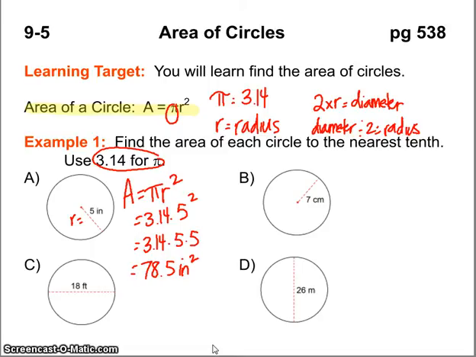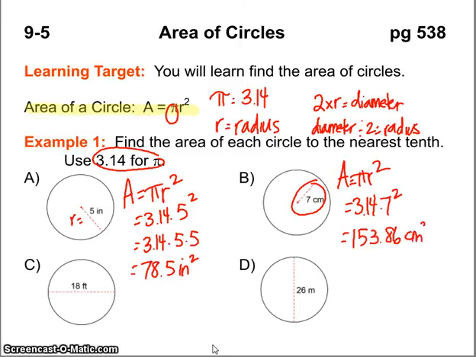Take a look at letter B. Again, our formula is A equals pi r squared. Pi, we are using 3.14. R for letter B is given to us. It is 7, so we're going to do 7 squared. Panthers, grab your calculators, plug that in, and we get 153.86 square centimeters.